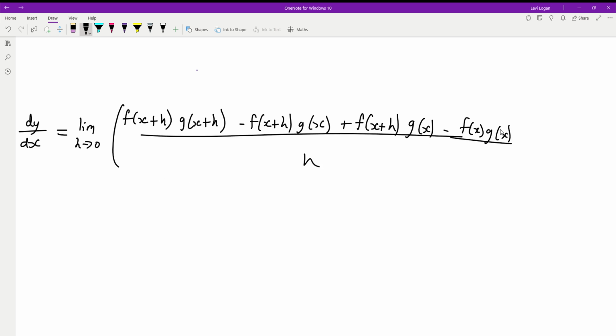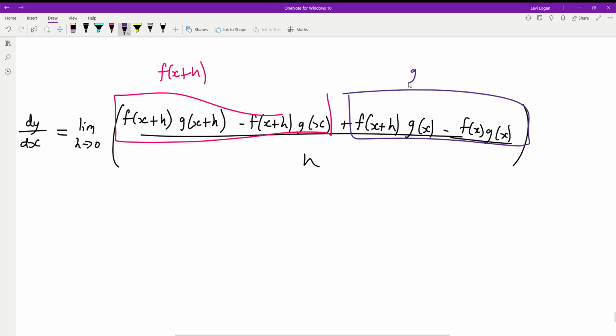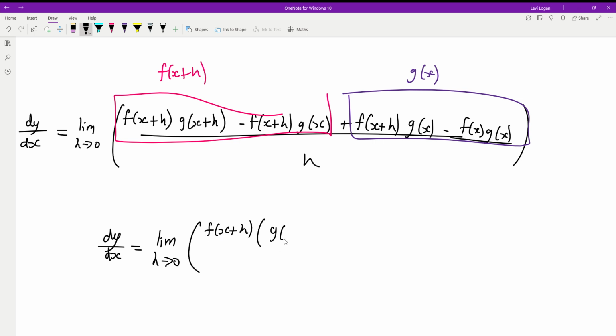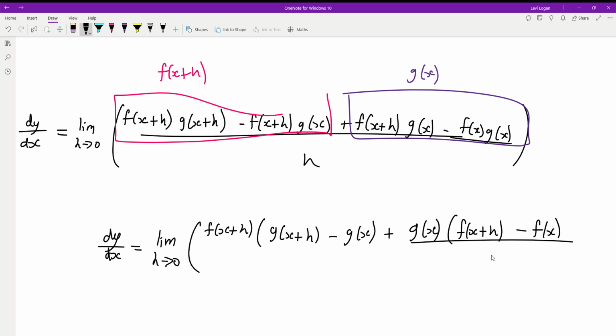Now, I can factor out what I wanted to now. In this part here, I can factor out my f(x+h), and in this part here, I can factor out g(x). So dy/dx is equal to the limit as h goes to 0 of f(x+h) brackets g(x+h) minus g(x), plus factor out g(x) of f(x+h) minus f(x), all on h, brackets of everything.